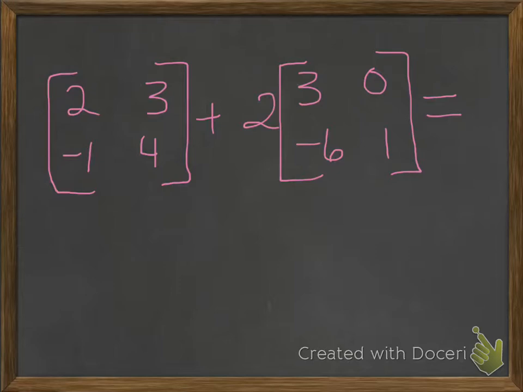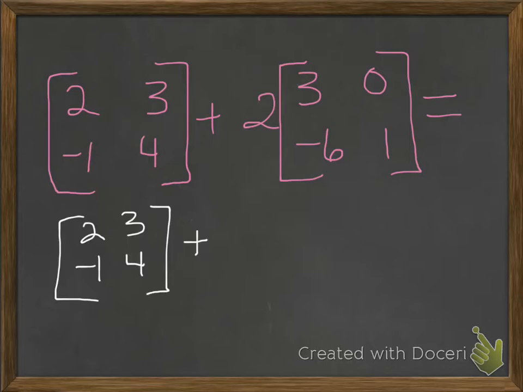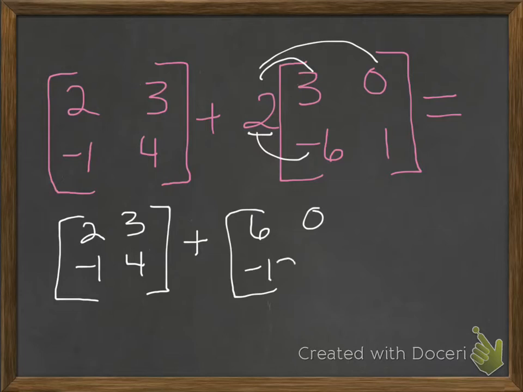All right, and now if we want to look at combining those two concepts, we're going to look at combining addition and multiplication. Now, our order of operations tells us we need to do multiplication first, so that's exactly what we're going to do. So my first matrix stays the same, 2, 3, negative 1, 4. Plus, now I'm actually going to multiply this scalar of 2 by everything in my second matrix. So 2 times 3 is going to give me a 6. 2 times 0 is going to give me a 0. 2 times negative 6 is going to give me negative 12. And 2 times 1 is going to give me 2.